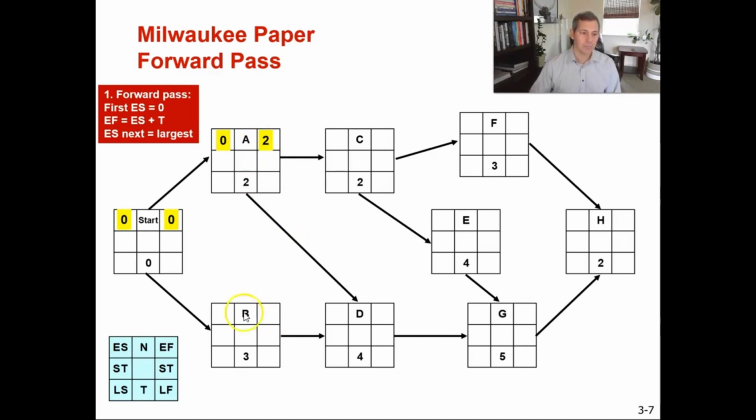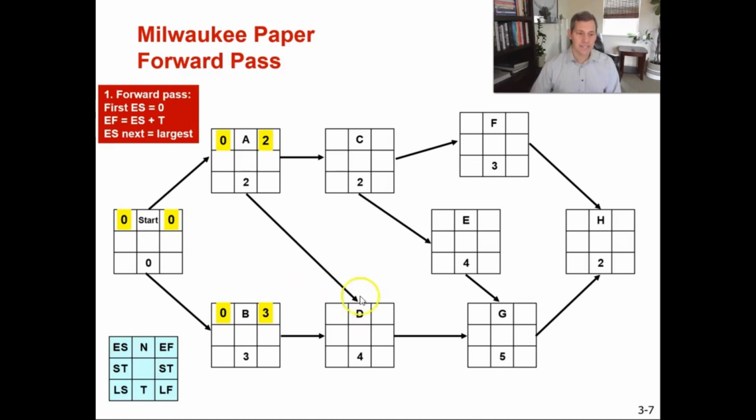Now let's go to B. Your early start equals 0. You used the same early finish for both A and B. So for B, your early start is 0. Your activity time is 3. So to calculate your early finish, you are going to take 0 plus 3 equals 3.